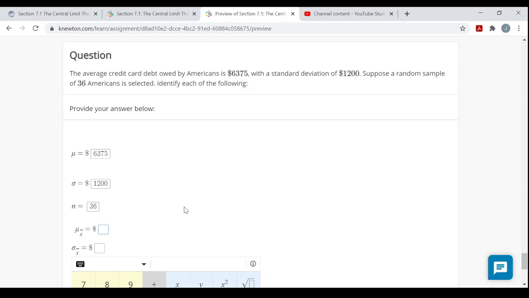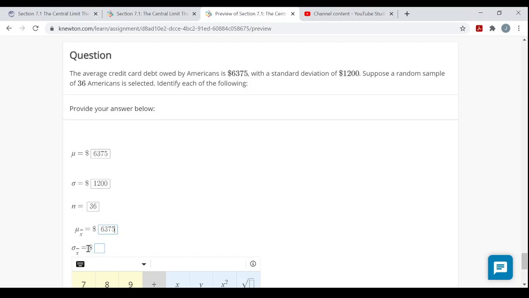And then what would be the average credit card debt for groups of 36? If you were able to look at all possible groups of 36 Americans and find their average credit card debt, the mean of those averages will be the same or close to the same, approaching the mean of the original population. So the mean of x bars, the mean of those averages, will also be 6,375, just like the mean of the original population.